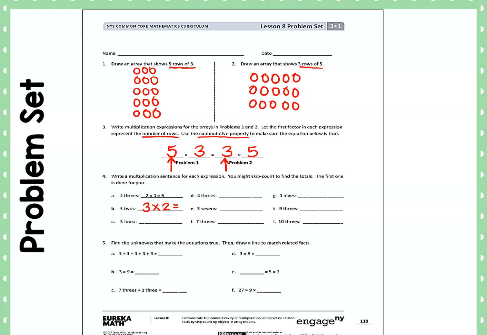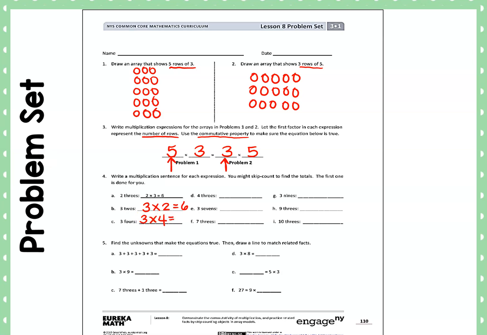Factors. So if I know 2 times 3 equals 6, then 3 times 2 has to equal 6. Okay, next one, 3 fours. That's the same as 3 times 4.